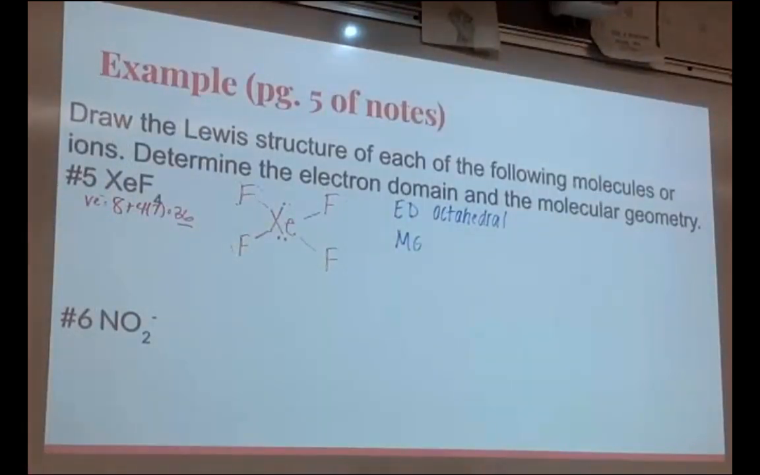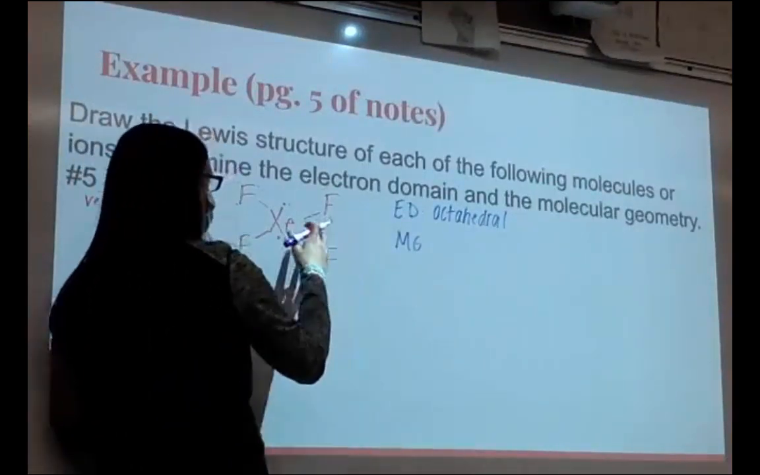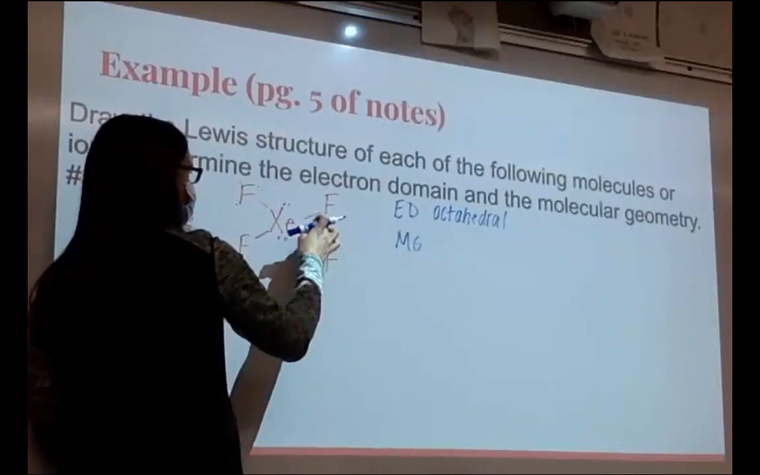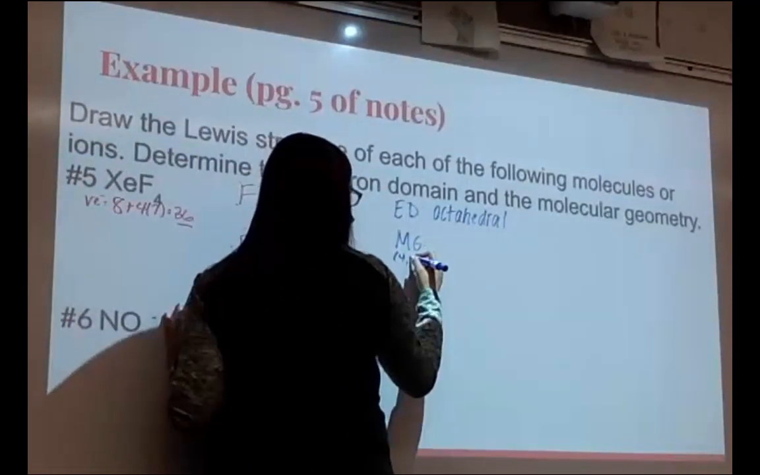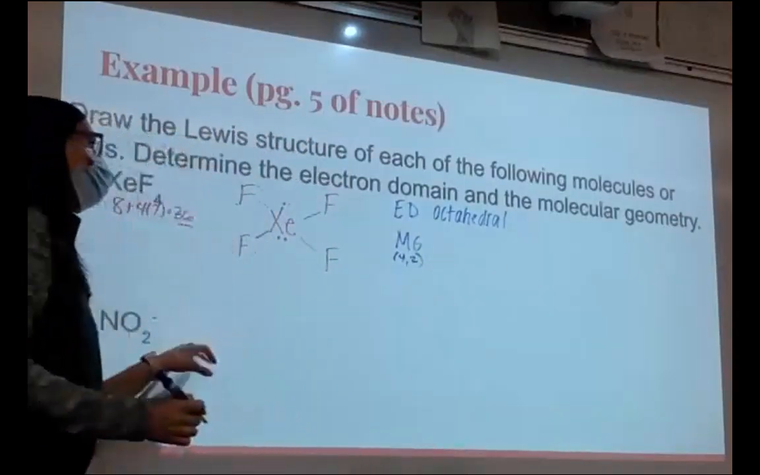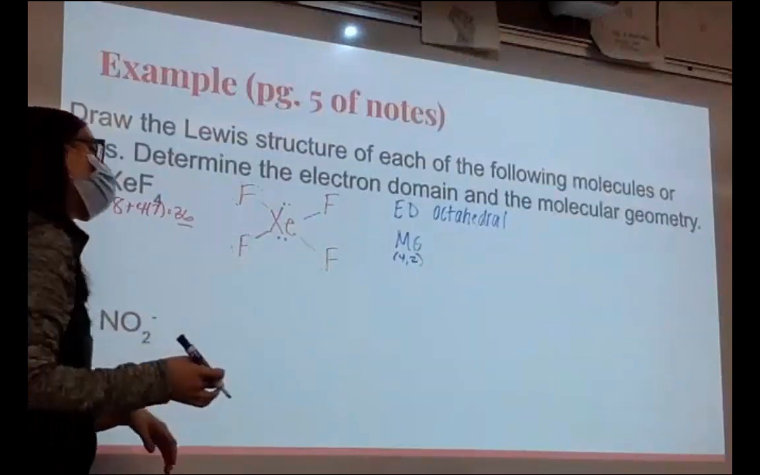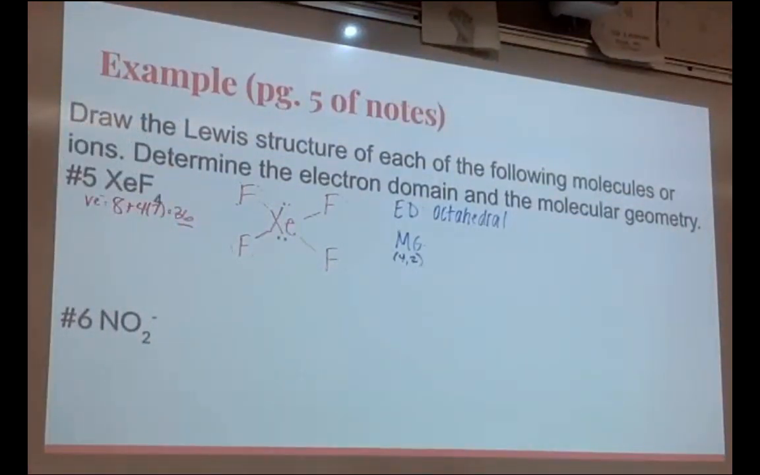Octahedral is the largest electron domain geometry that we see. Then molecular geometry, we look at how many atoms are bonded and how many lone pairs. 1, 2, 3, 4 atoms bonded. 1, 2 lone pairs. Remember, you want the lone pairs as far apart as possible. So what molecular geometry has 4 atoms bonded, 2 lone pairs?